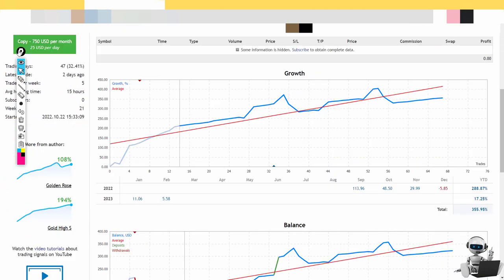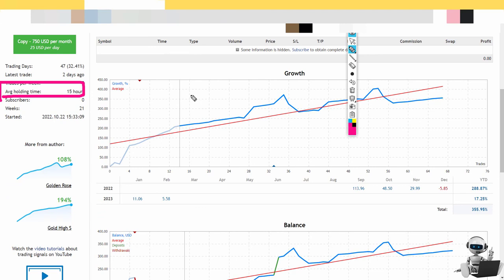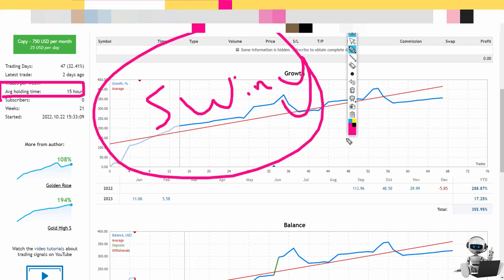However, the average holding time is a problem because he is holding the trades probably over the weekend or over days. So it is not an instant scalper, but most likely you can call this swing, because he really does not explain much information about the strategy being used. So that's why I call it a scalper.